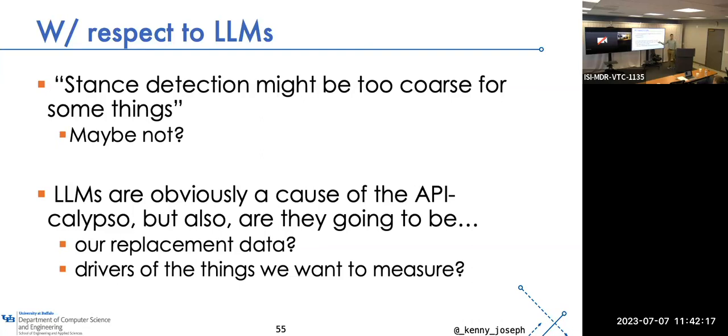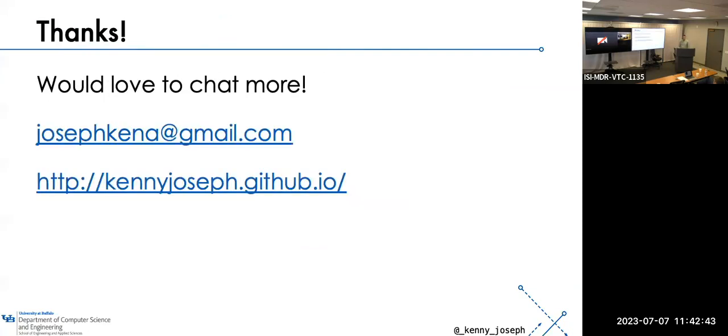And also maybe we have to shift to start asking, is it the case that in 5 years, we're going to be looking at measures of opinion based on scraped chats from ChatGPT? That's kind of scary. And then is it the case that we're going to have to think about how ChatGPT shapes public opinion? So I think these are interesting things to chat about with you all. Cool. So that's it. Thank you.